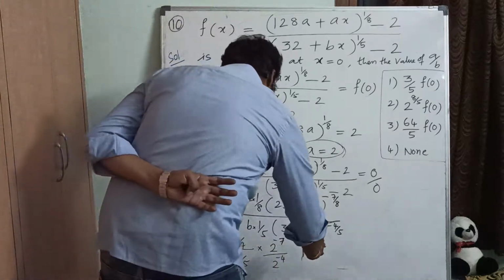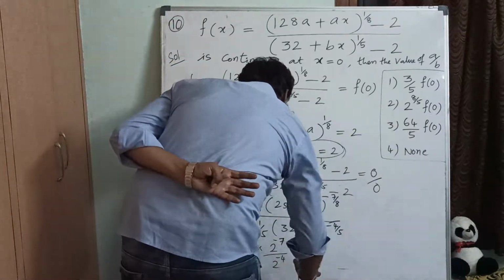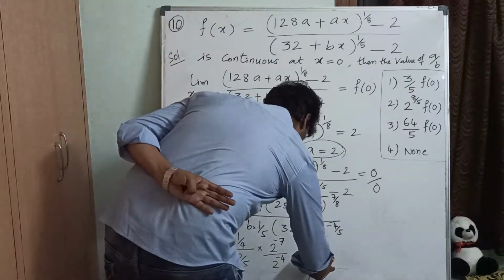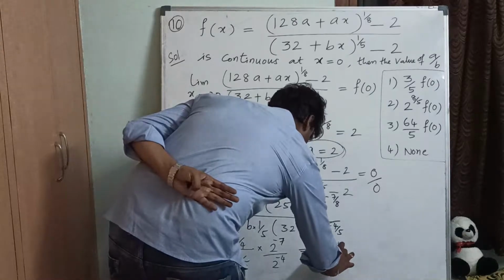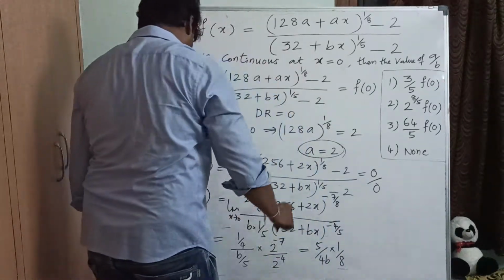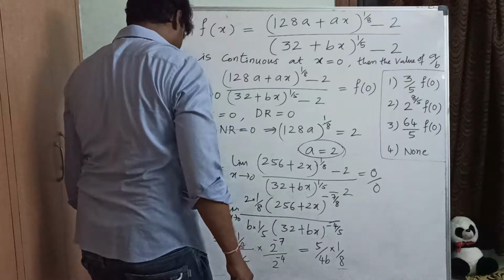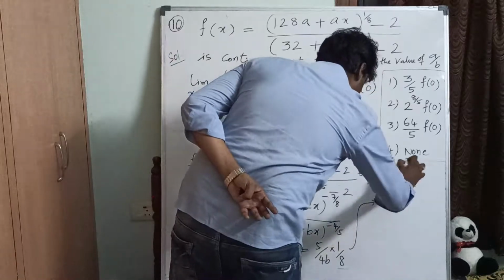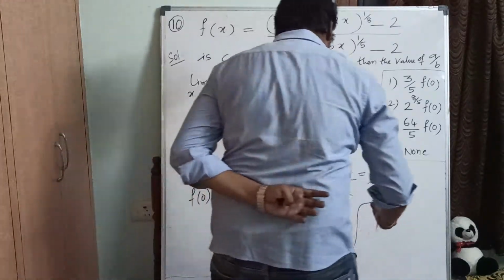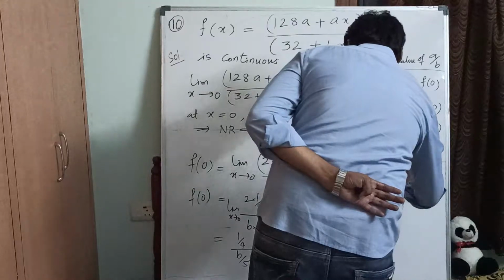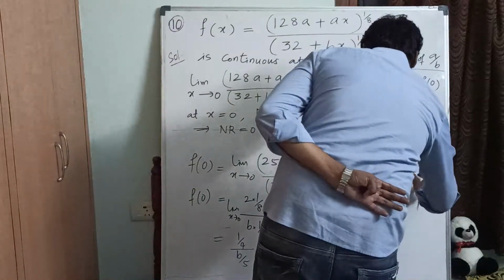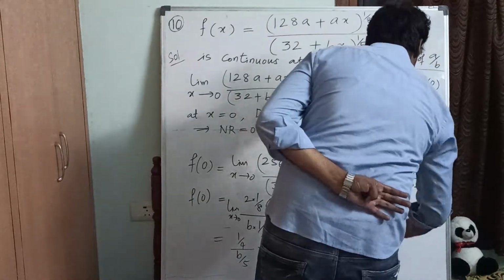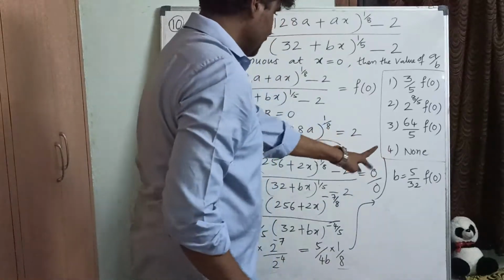So finally, what do we get here? 5 by 4b into 1 by 8. That means what will we get here? b equals 5 by 32 into f of 0. This will become f of 0. So 5 by 32. So b equals 5 by 32 into f of 0. Correct? So b value is 5 by 32 into f of 0.